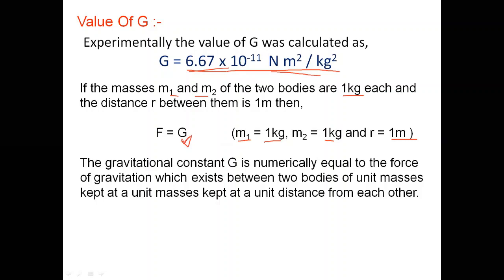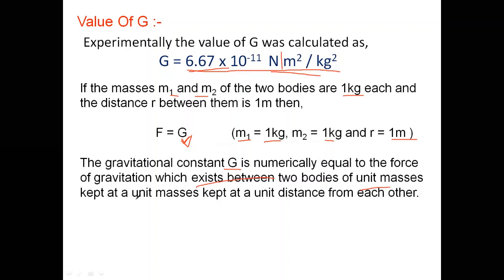And if we consider the force, then in that case this unit will not apply. It means the force of attraction between two bodies of masses 1 kg each, with distance between them 1 meter, will be 6.67 × 10^-11 Newton. Okay, the gravitational constant G is numerically equal to the force of gravitation which exists between two bodies of unit masses kept at unit distance.